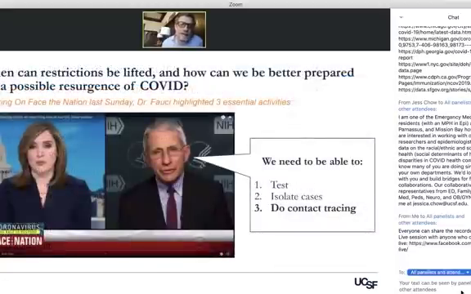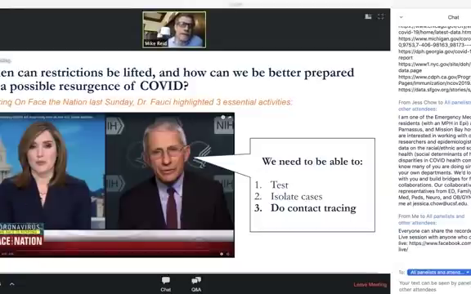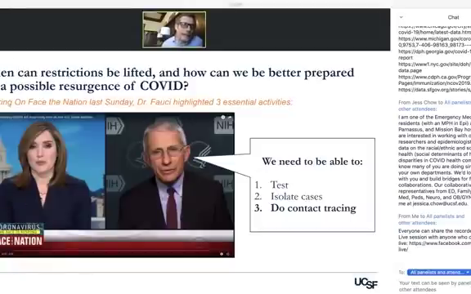So it's clear, and this is something that I think George has spoken about before, that if we're ever going to get to a point where we're able to lift the shelter in place, we have to have a number of critical public health capabilities in place. And as our national first scientist, Dr. Fauci, said on the news recently, we need at least the three things here. We need to be able to accurately and rapidly test individuals that are suffering from COVID. We need to be able to effectively isolate and support people in isolation. And finally, we need to do contact tracing. Next slide.